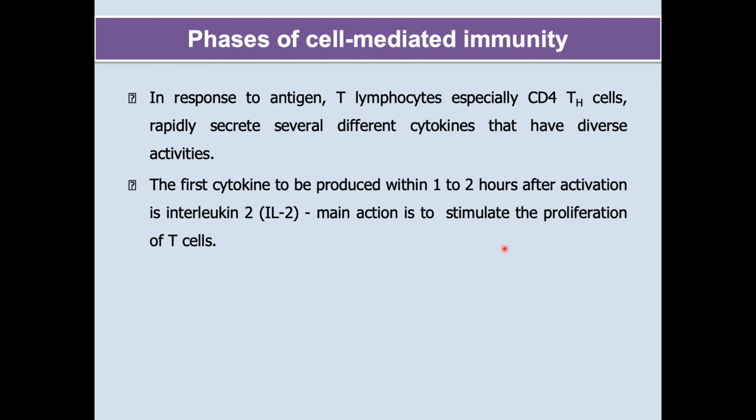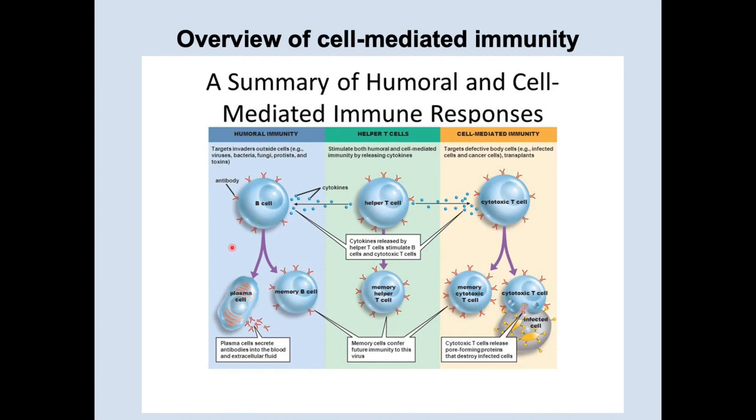Okay, in response to antigen, T lymphocytes, especially CD4 T helper cells, rapidly secrete different cytokines that have diverse activities. The first cytokine to be produced within 1 to 2 hours after activation is interleukin-2, IL-2. Its main action is to stimulate the proliferation of the T cell. Okay, this picture is a summary, but I just want to show you.